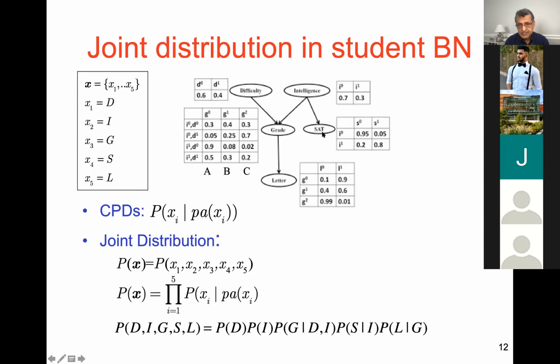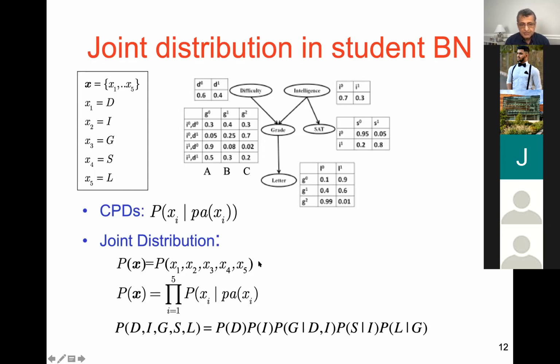So SAT score can be good or bad, and intelligence can be high or low. So there are only 4 possibilities here. And here we have a letter that goes along. The letter written by the professor is good or not so good based on the grade received in the course. And we say that this Bayesian network has a bunch of CPDs, conditional probability distributions.